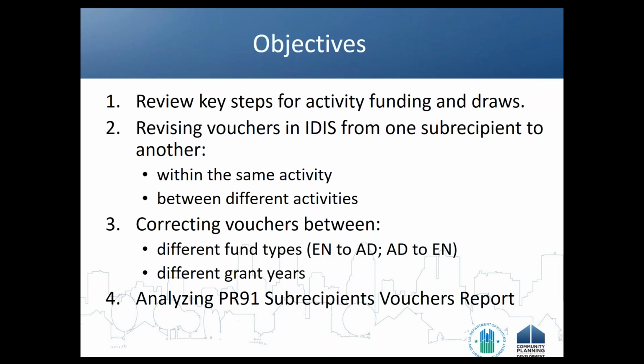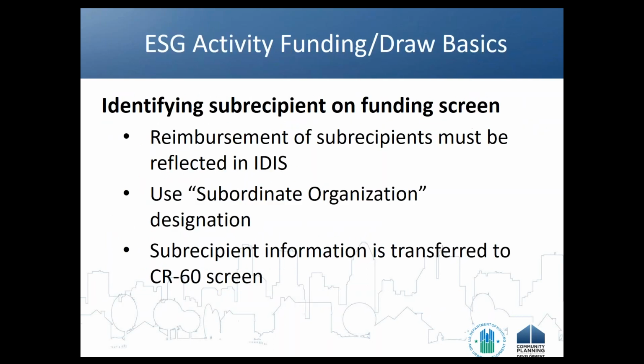During today's webinar, we will review: 1, the key steps for activity funding and draws; 2, the process to revise a voucher in the Integrated Disbursement and Information System, IDIS, from one subrecipient organization to another subrecipient within the same activity and between different activities; 3, the process to correct draws from different fund types and different grant years; and 4, how to analyze the PR91 ESG Subrecipient Vouchers Report to assist with voucher revisions.